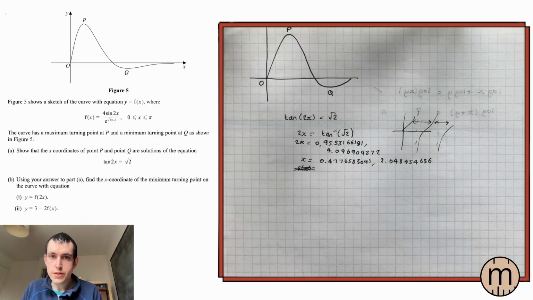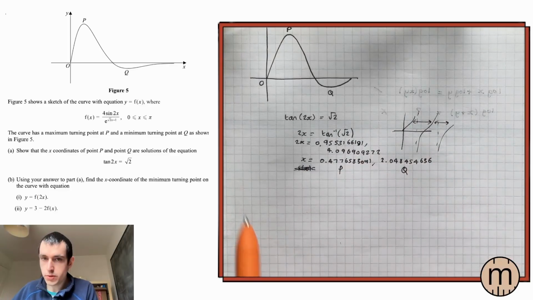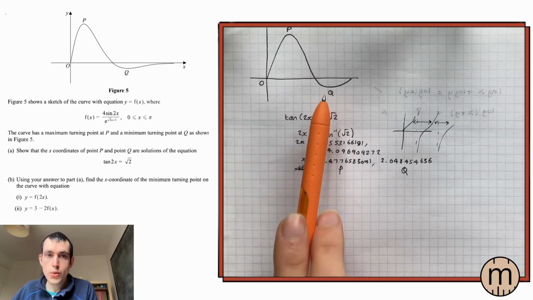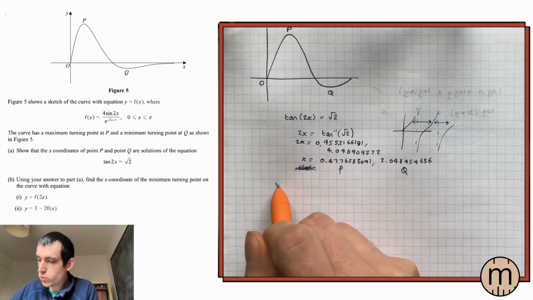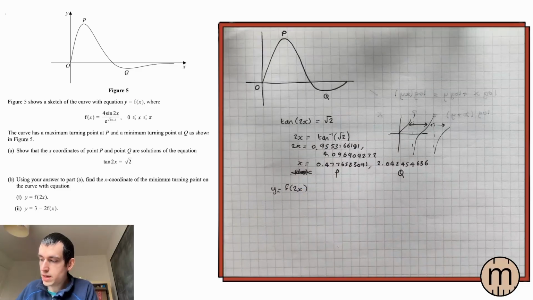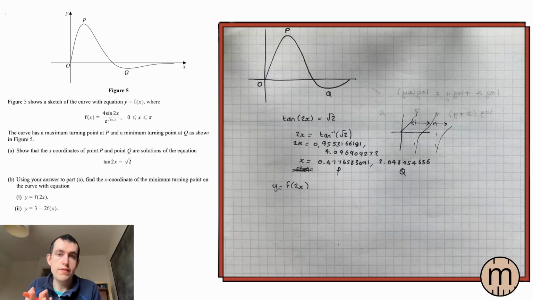Now we've got our values of x, so we know that P is going to be this one and Q is going to be this one, simply because P is first on the diagram and then Q is next. We now need to think about what y equals f of 2x actually means. When there's a 2 in the middle, it means that we are shrinking it. You could still call it an enlargement, but we are actually shrinking it by a scale factor of 2. So we're almost halving it.